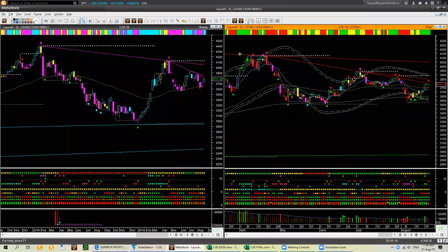This is CSI 300. In the weekly chart, this week price went up. The candle color turned cyan bullish and it is very close to the weekly memory resistance line. We'll expect price to come down from here. Therefore, you are not going to look for any long trade.